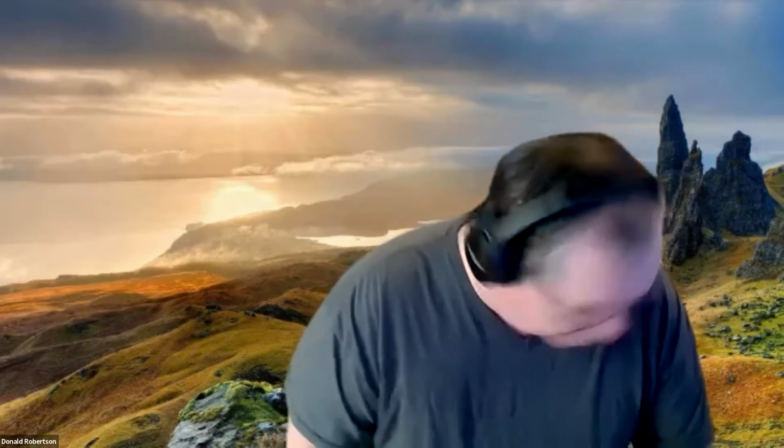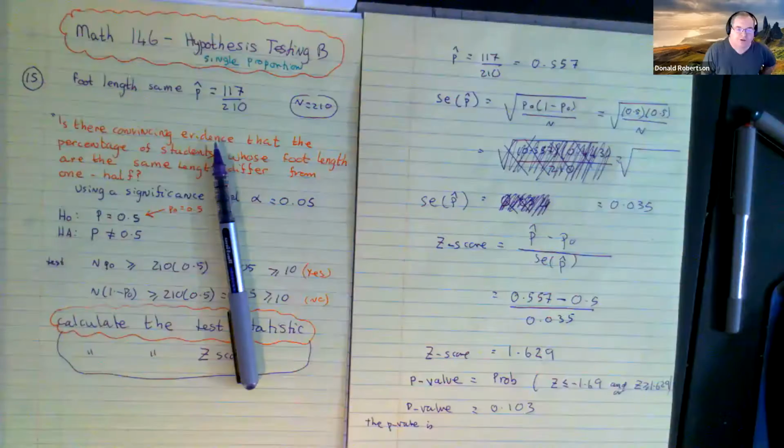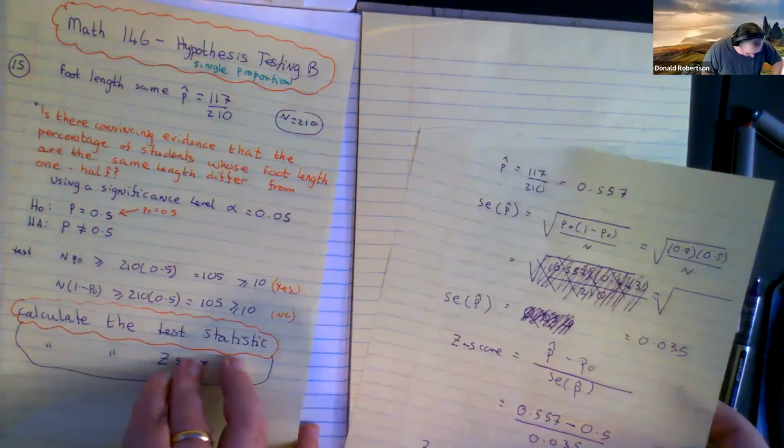So now we're on to the last part of chapter 12. So we're going to be looking at hypothesis testing for the difference between two proportions. That's a mouthful.